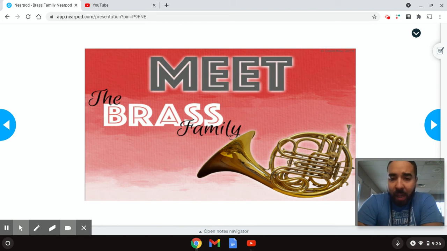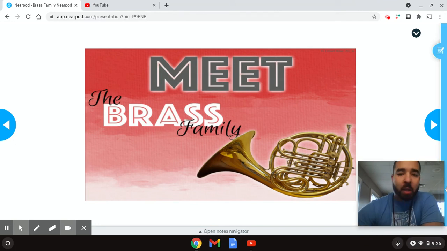Okay, if the instrument is made of metal, then it's most likely a brass instrument. Now, there are some instruments that are made of metal, of course, that aren't brass, but a pretty good indicator of what type of instrument it is by what type of material it's made out of. And a lot of brass instruments, most or all of them, are metal instruments, and that's why they're called brass. Okay, moving on to the next slide, if you're following along.